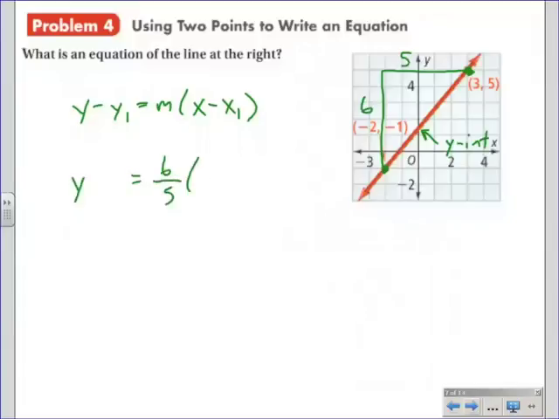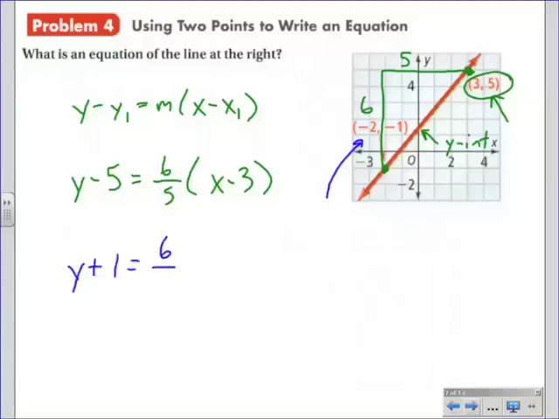Now I'm going to fill in the rest. I can choose either of these points. I think it's easier for me to always choose the positive point, so I'm going to focus on (3, 5). So I'll plug in my x value into x1, so it'll be x minus 3. Plug my y value in for y1, and it'll be y minus 5. If you wanted to choose this point here, (-2, -1), you could have done that. It's not any different really. The final answer though would look like this: y plus 1, since it was actually a -1, the slope is identical, equals 6/5 times x plus 2, since it would be x minus -2. Again, both of those are correct answers.